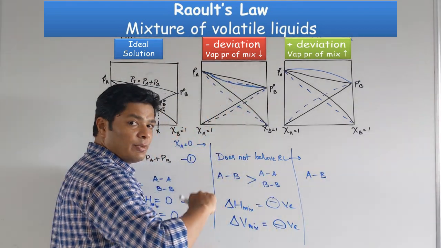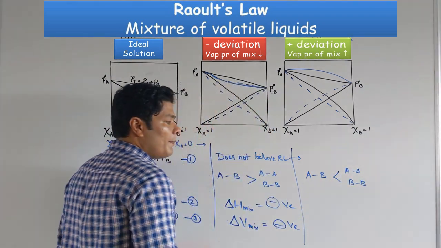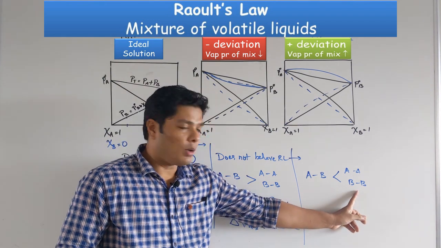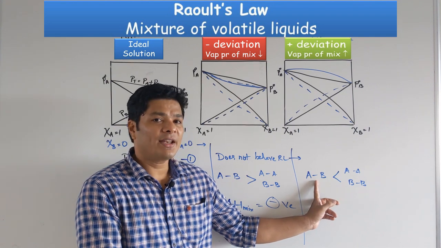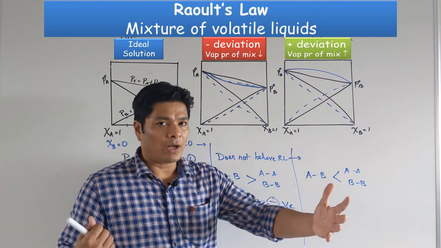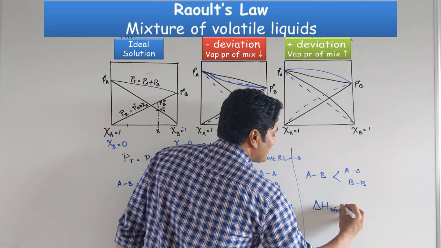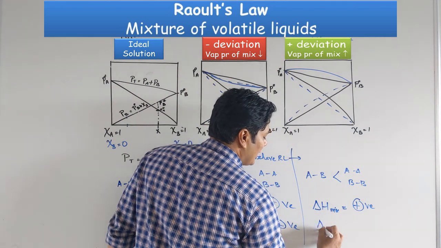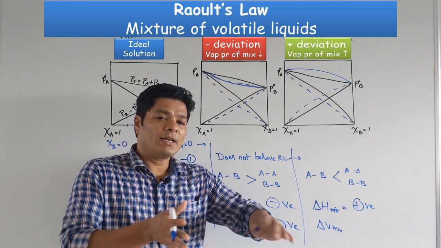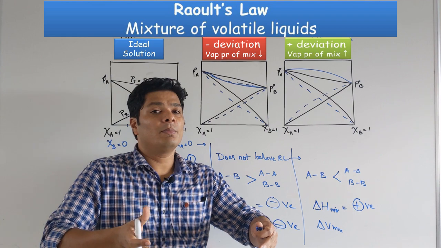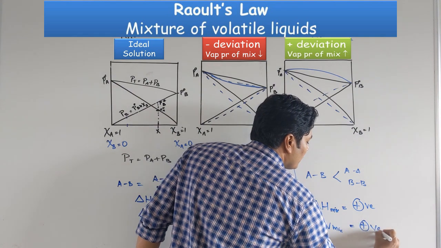The AB interaction, the interaction between you and the other one, is not as great as AA and BB, because I have to break stronger bonds. I have to put in more energy, and I don't get all of it back because I form weaker interactions. So I put in more, and I gain only very little. So the entire process is endothermic. Delta H of mixing is positive, and delta V of mixing, because they don't like each other in the liquid phase, 1 liter plus 1 liter will stay far away. It will not equal 2 liters, it will become more than 2 liters. So delta V of mixing is positive.